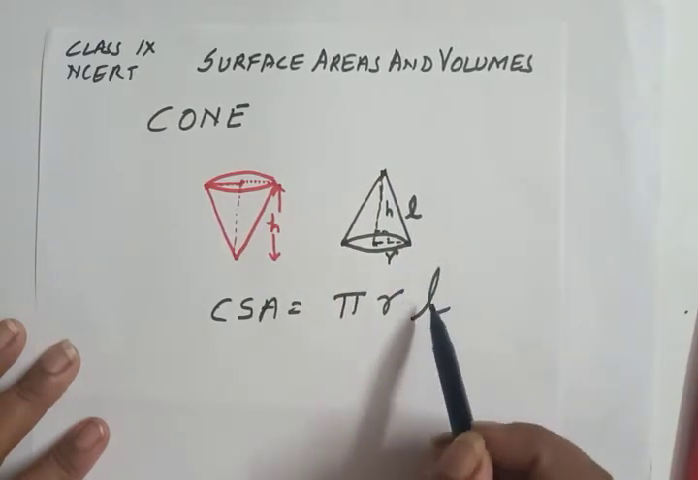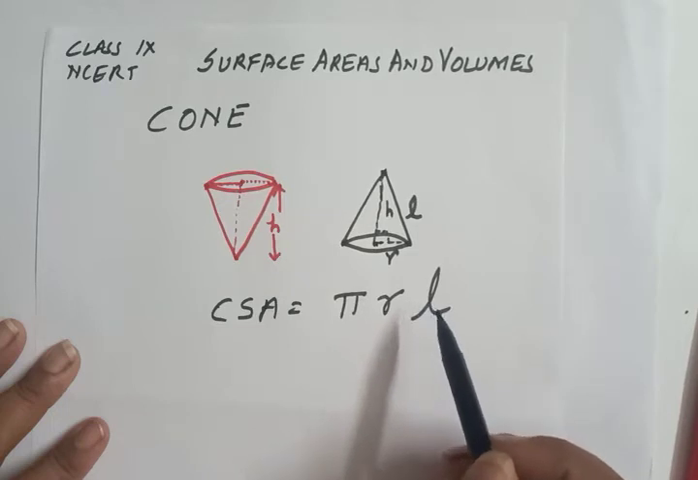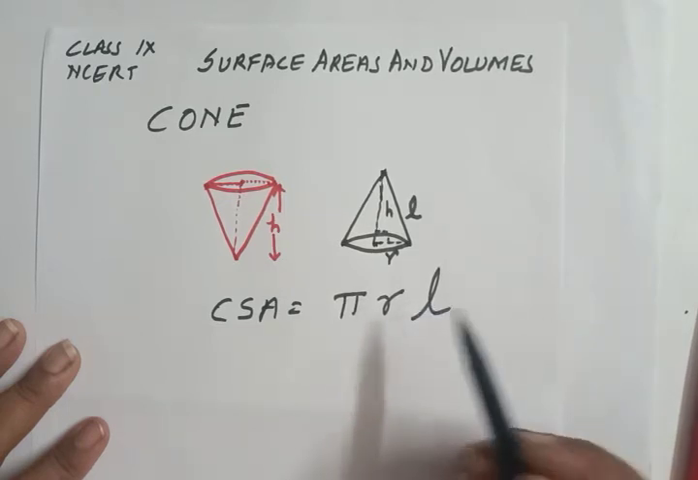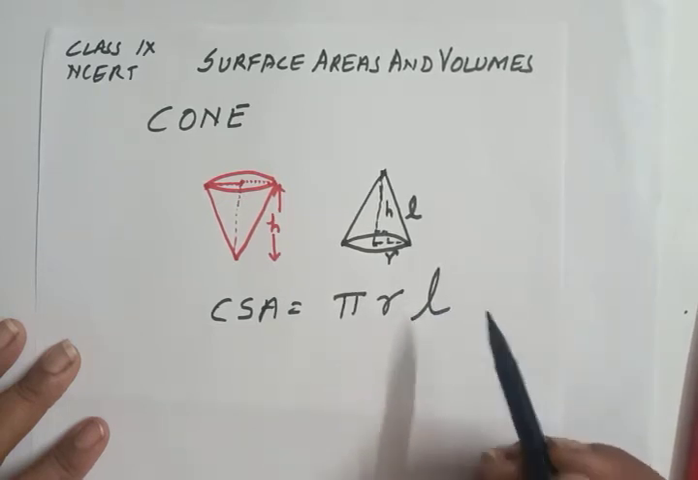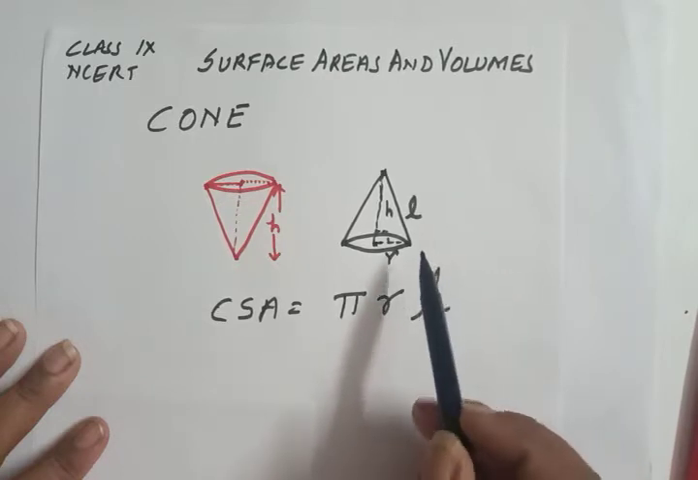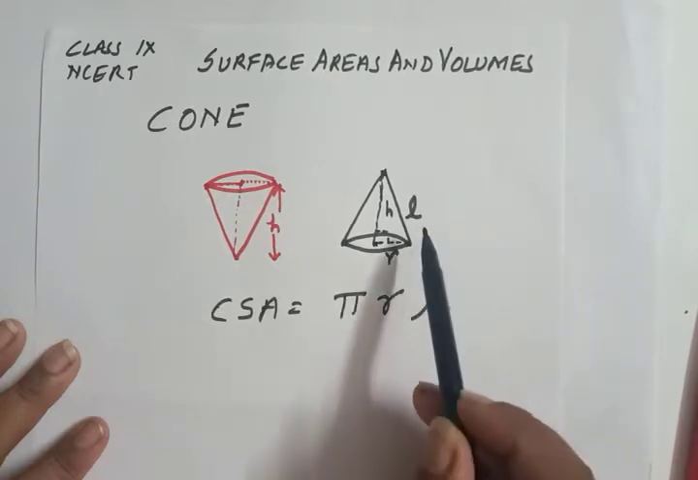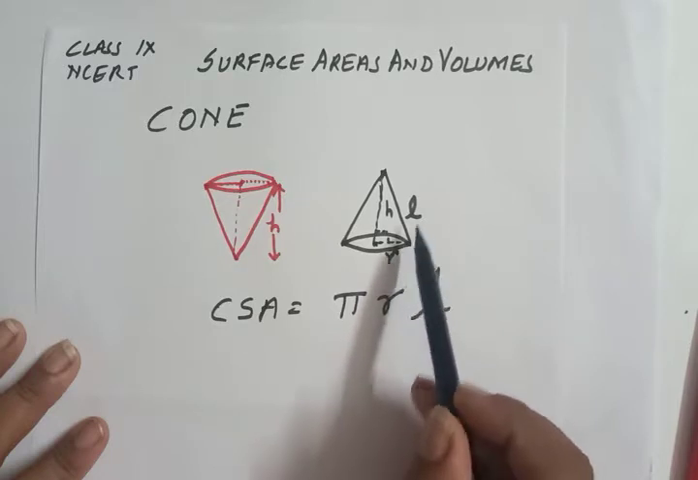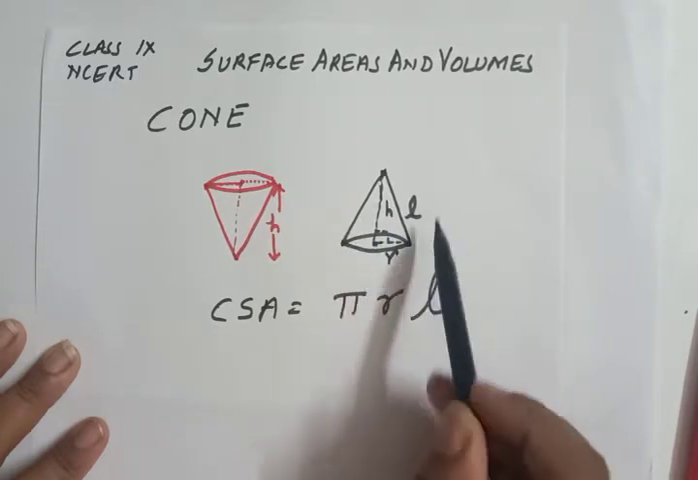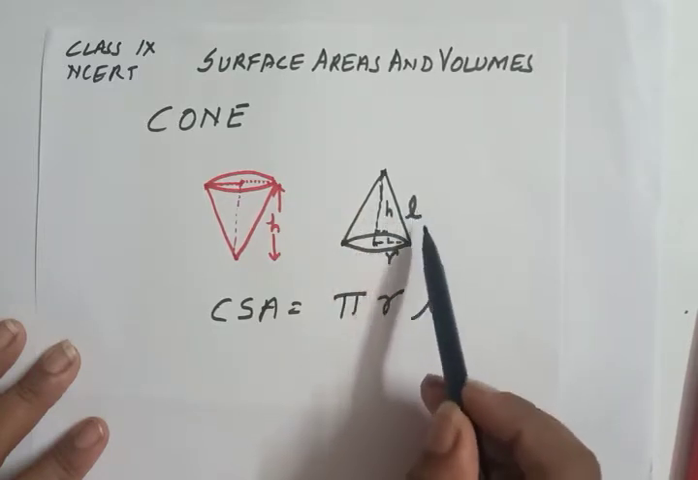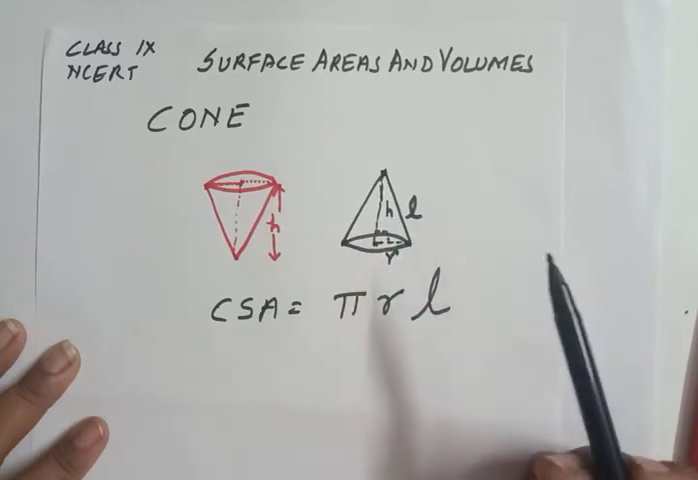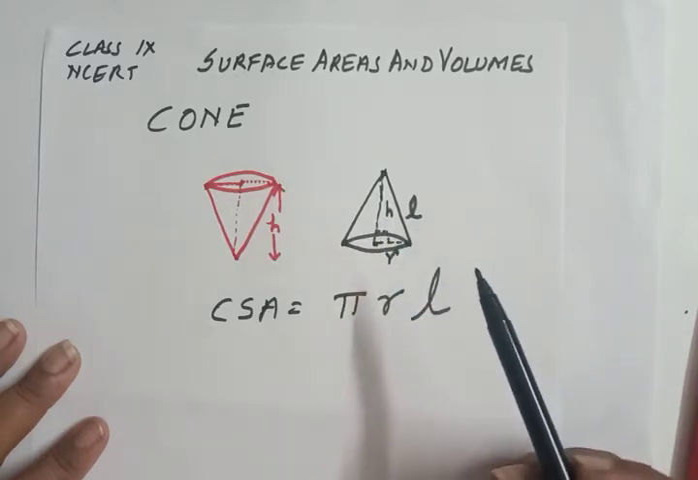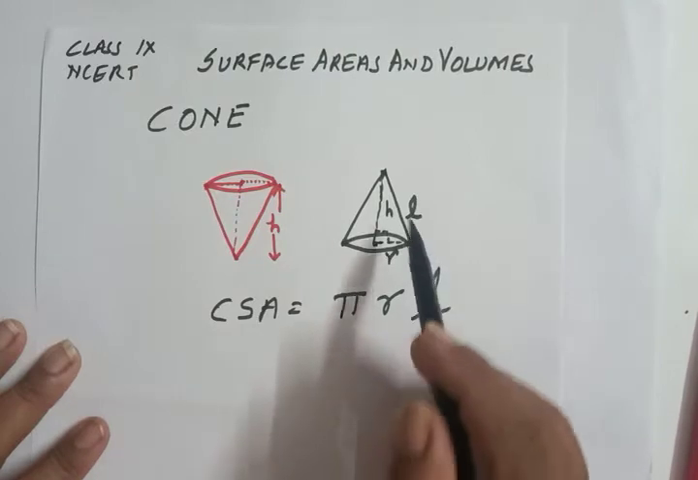Now most of the time the value of l is not given to us. Sometimes we need to find out the value of l. And it is possible that l is given and r is given. These three variables are there. Two are known and one is unknown, and we need to find out that one. So first of all, just check about the l.